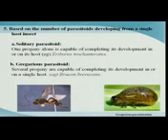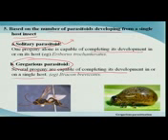Now the fifth category is based on the number of parasitoids developing from a single host. We can classify them as solitary parasitoids or gregarious parasitoids. Solitary means a single individual comes out from a host, whereas in gregarious parasitoids, several progeny complete their development on a single host.